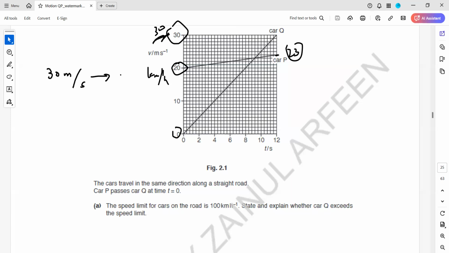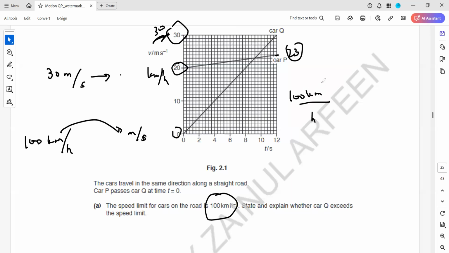Or you can also do one thing. Because the speed limit is given as 100 kilometer per hour, I'll convert 100 kilometer per hour into meter per second, and check what is equivalent to 100 kilometer per hour. So 100 kilometer per hour, hour is in the denominator. First, I want to convert the kilometer into meter. If I want to convert kilometer into meter, I will multiply by 1000.